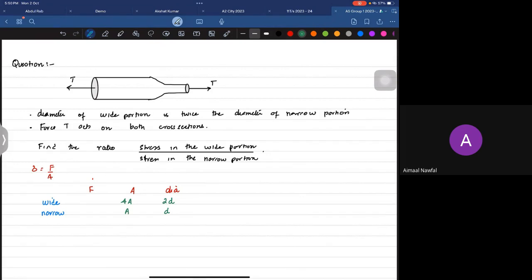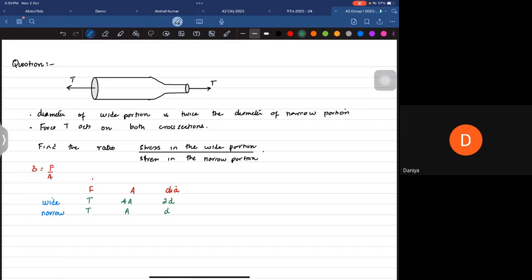Imal, is it okay now? My voice? Yes, sir. Okay. And the force, area is square of diameter, or diameter is the square of area? Diameter square is the area. Do you get it? Okay.